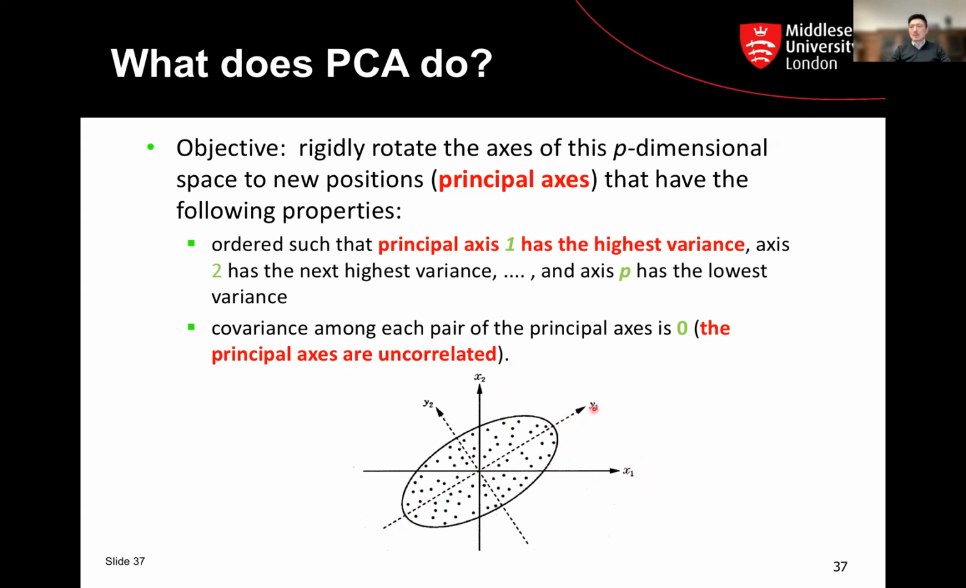The reason it picks Y1 is because in this dimension, you have the most spread of the data. That's the reason it picked Y1 instead of X1 or X2. And you can imagine, if you have lots of dimensions, you pick Y1 first, and then Y2, which will be orthogonal to Y1, and then Y3, 4, 5, and so on and so forth.